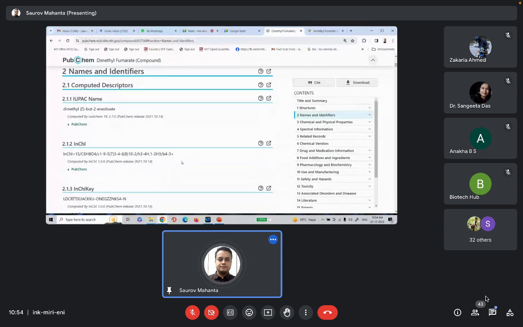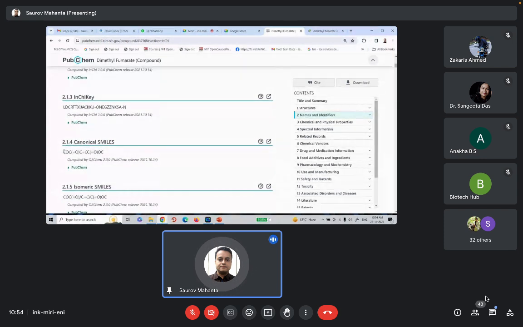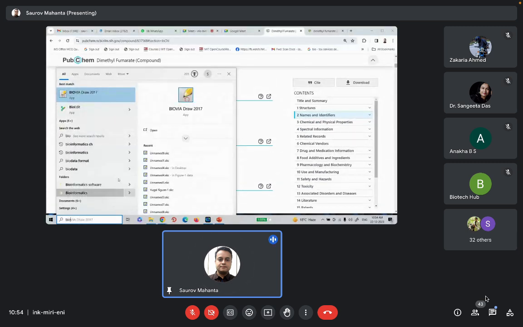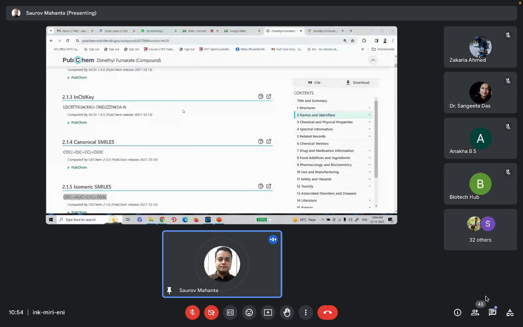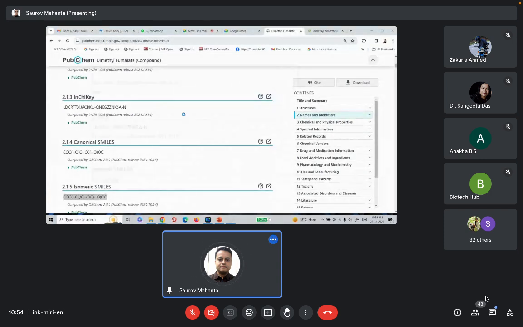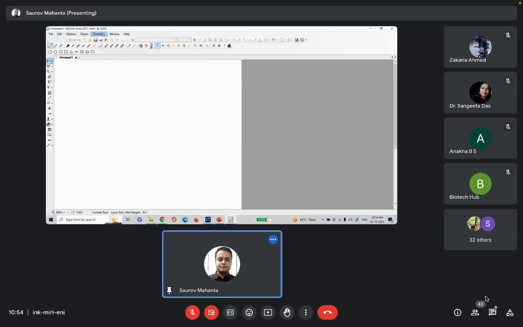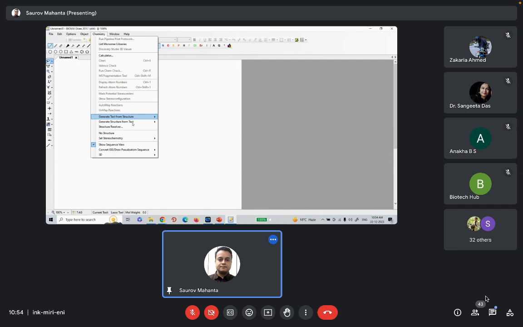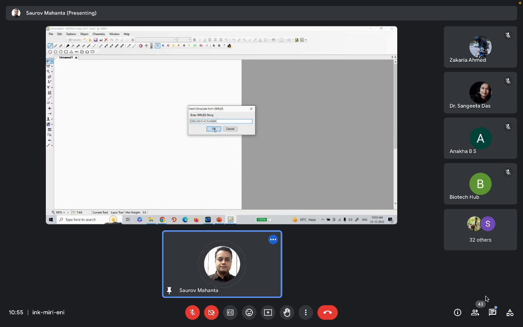Okay. So we have got a lot of other properties. One important is canonical SMILES and isomeric SMILES. These canonical SMILES and isomeric SMILES can be used for generating the structures without drawing. So there is software available through which we can regenerate the structure and calculate the properties. This is one software, BioVia Draw, prepared by Dassault Systèmes. We can regenerate the structure from the SMILES string which we have copied. See? Fine. So we'll do it practically when you do the practical sessions.